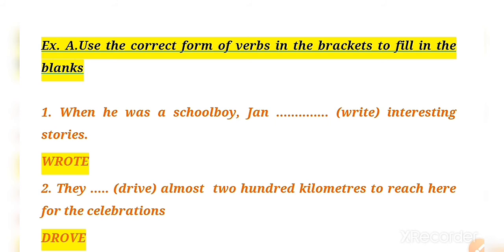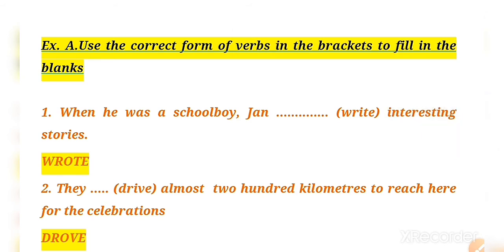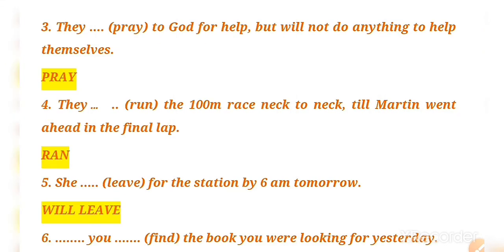Okay, when he was a schoolboy, Jan wrote interesting writing. So here the answer will be wrote. Second, they drove almost 200 kilometers to reach here for the celebration. Number 3, they pray to God for help but will not do anything to help themselves. Number 4, they ran the 100-meter race neck to neck till Martin went ahead in the final lap.